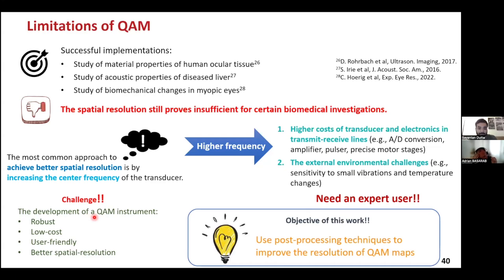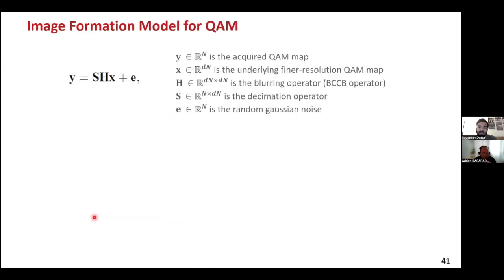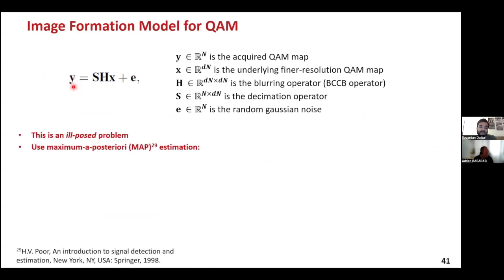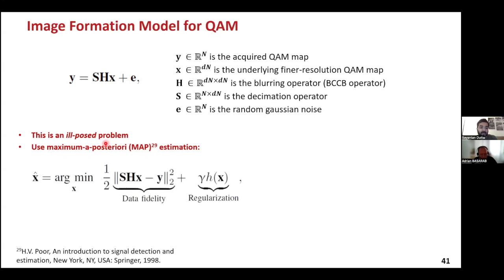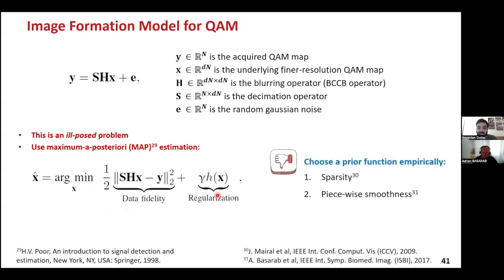Right now, I'm working on this. As I just told, the image formation model is the same. Here we can define the super resolution model, where Y is the observed parameter map, and X is the underlying high resolution parameter map. This is an ill-posed inverse problem. We can rewrite the problem using MAP estimation, where we get the optimization of the loss function with a regularization. This regularization depends on some prior hypothesis like sparsity or piecewise smoothness. Then this cost function we can solve using different techniques.